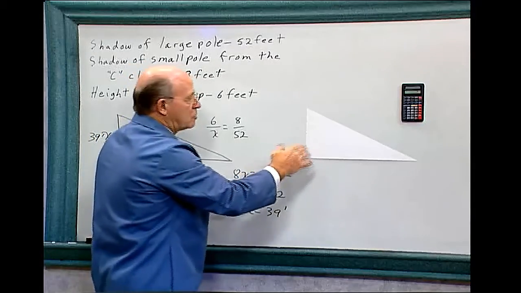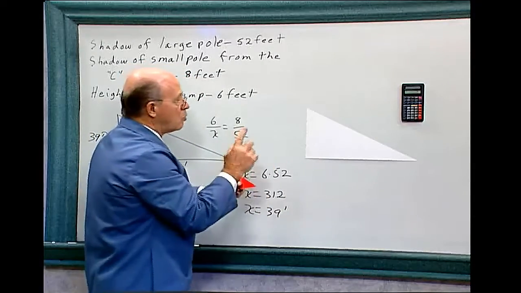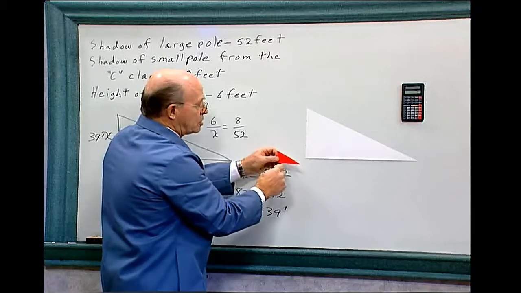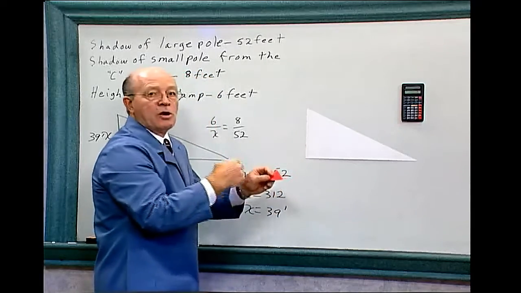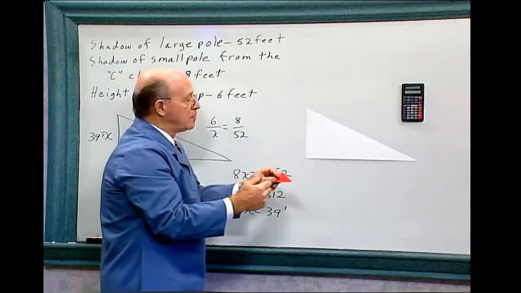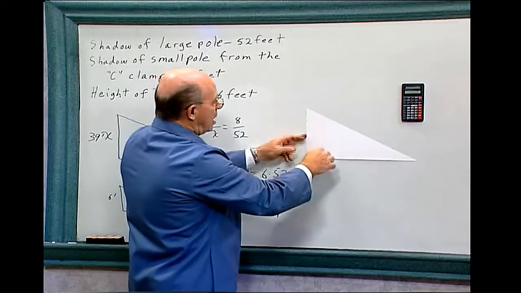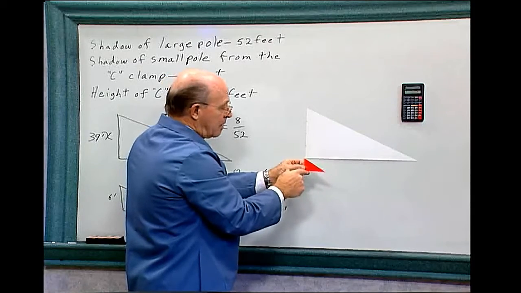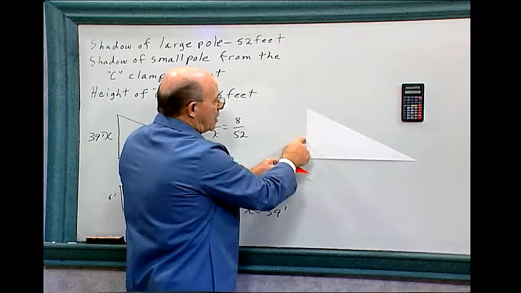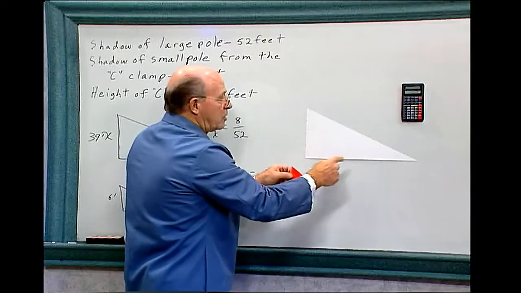And when you have two similar triangles like this here, because they're proportionate, once you know any three sides, you can always figure the fourth side. So if you know this side and this side and this side, you can figure this side. If you know this side and any one of these two sides, you can always figure the unknown side.